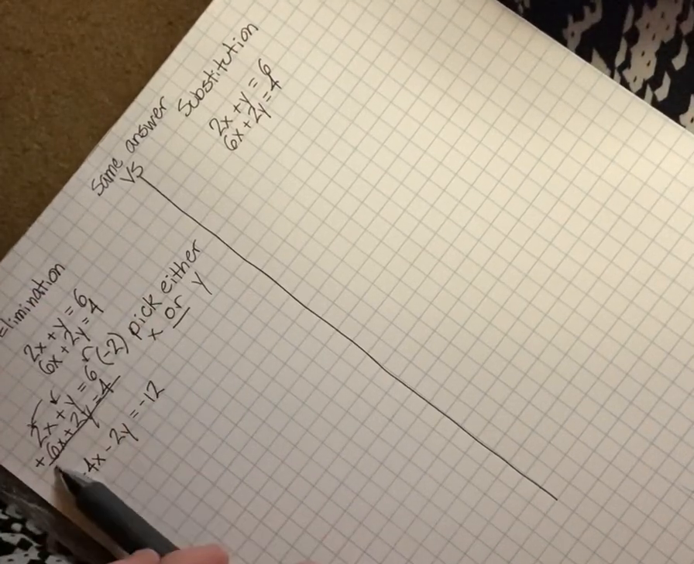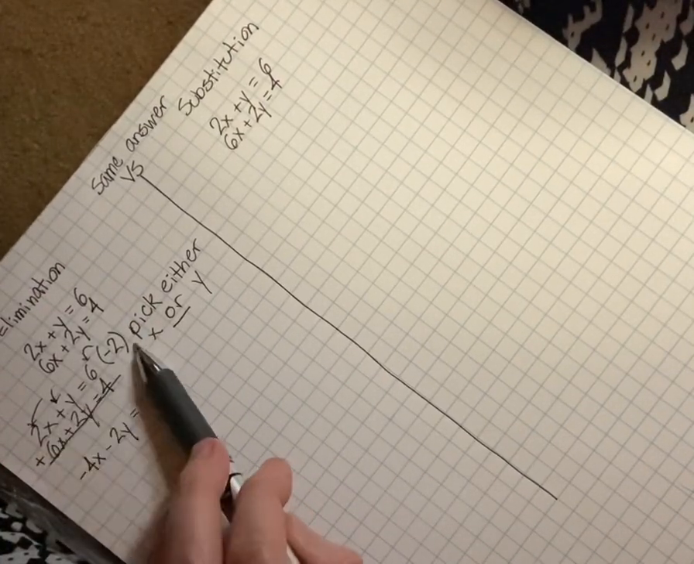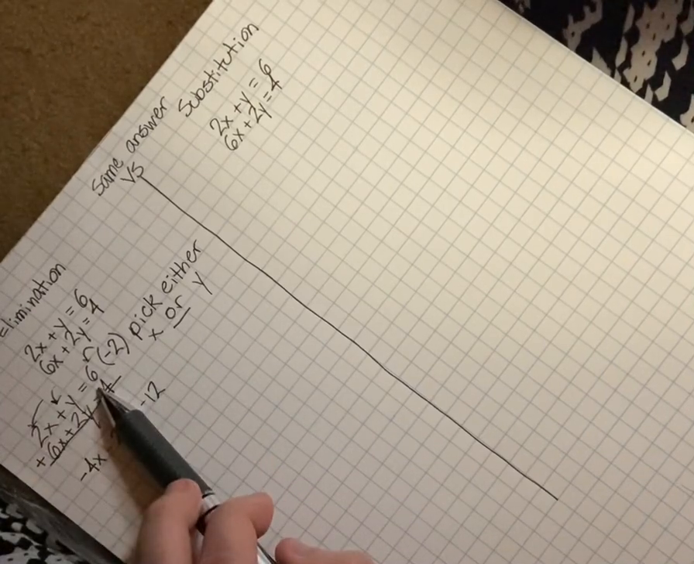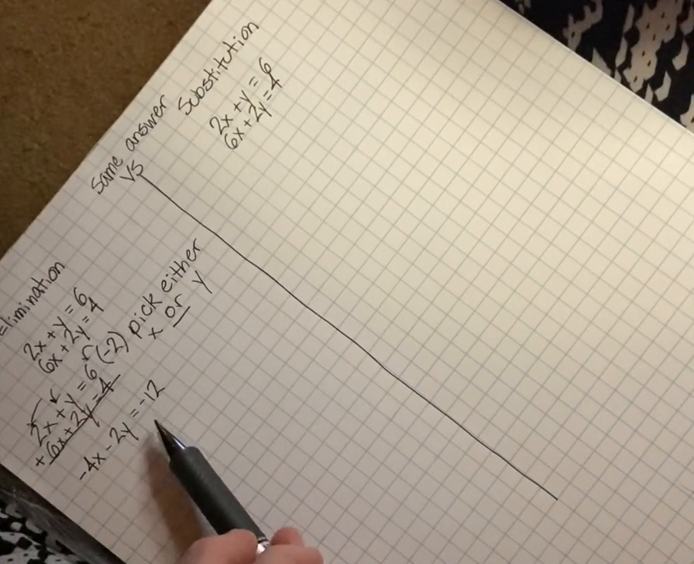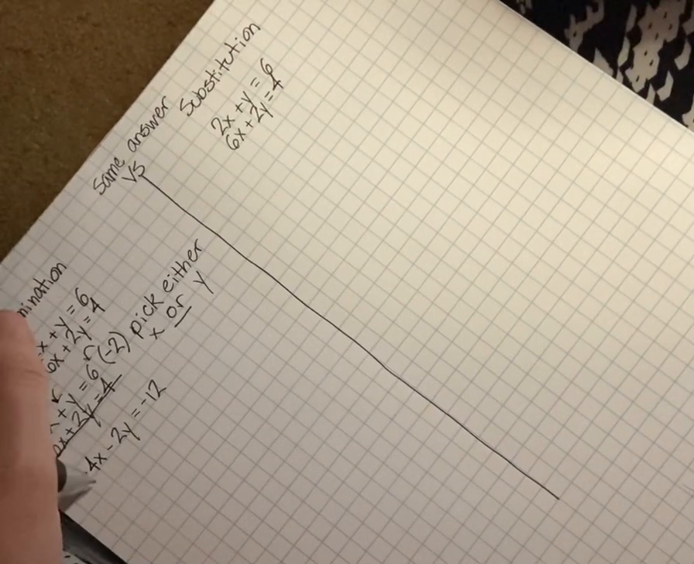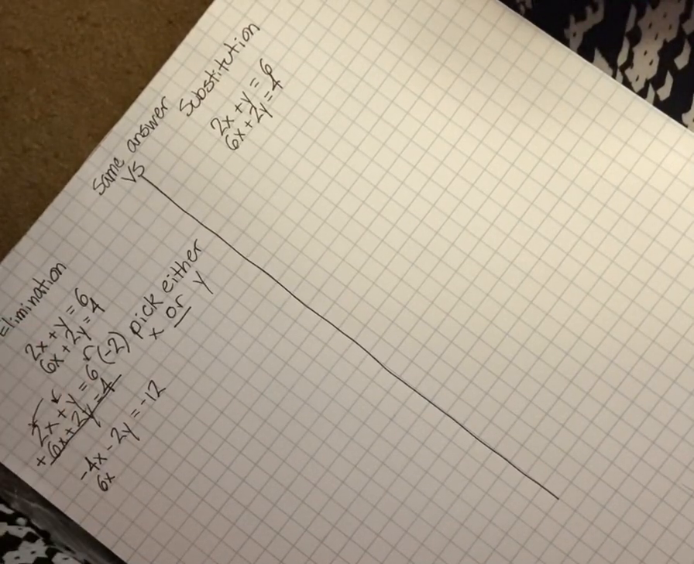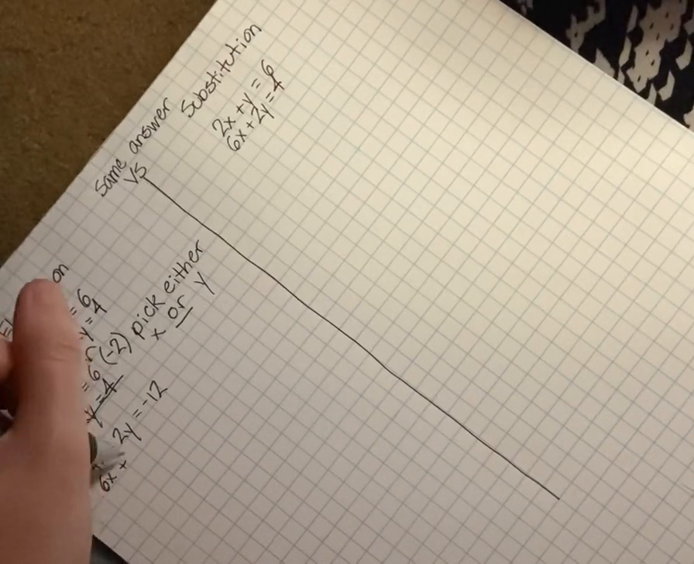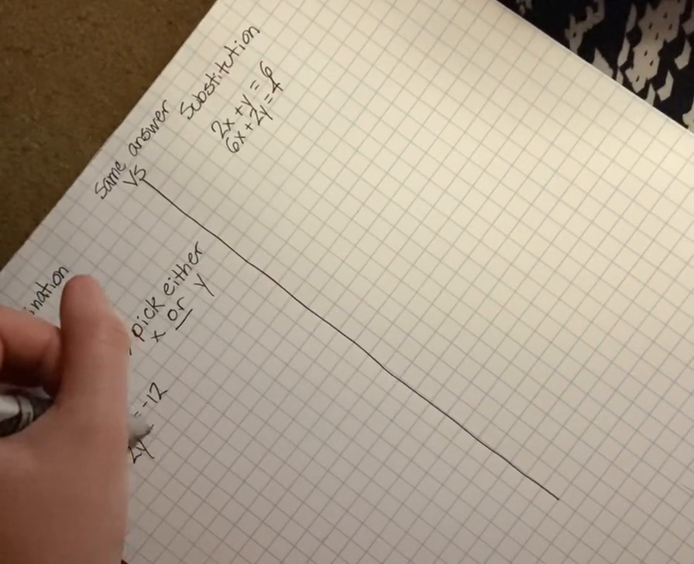Alright, everyone follow what we just did there? Negative 2 times 2x, negative 2 times y, and negative 2 times 6 gets us negative 4x minus 2y equals negative 12. Alright, now this bottom equation, we didn't change at all. So we're just going to rewrite it again. We've got 6x plus 2y equals 4.